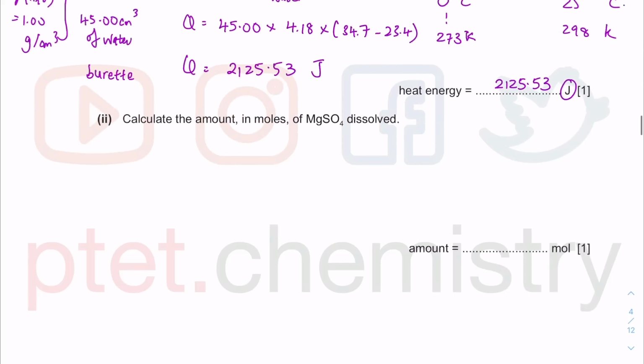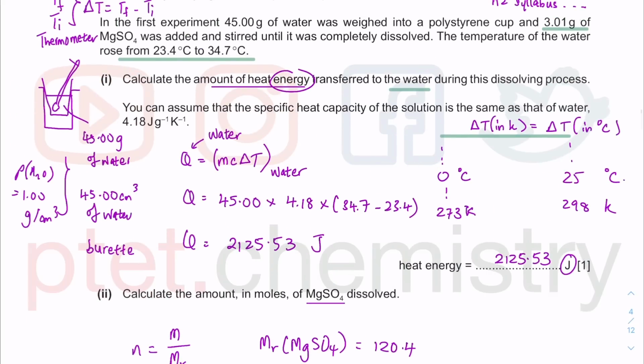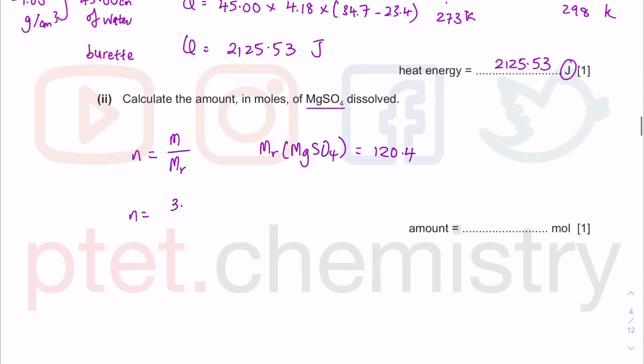The next one, calculate the mole of MgSO4 dissolved. So we need mass over Mr, so the mole equals mass over Mr. So what is the Mr of MgSO4? Well, you look straight into your periodic table. So Mg is 24.3 plus 16.0 times 4 for the 4 oxygen plus 32.1 for the sulfur, that is 120.4. So we had 3.01 gram of the MgSO4 divided by 120.4. So 3.01 divided by 120.4, I get 0.025 mole.